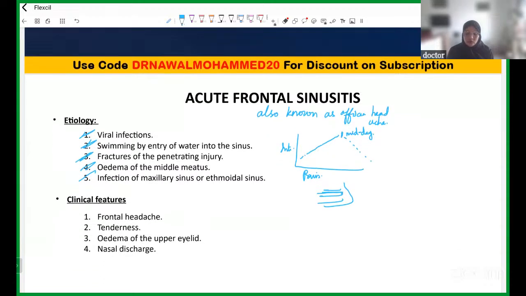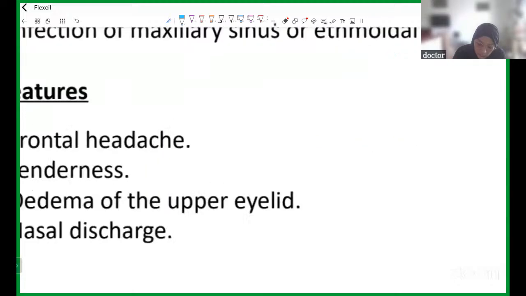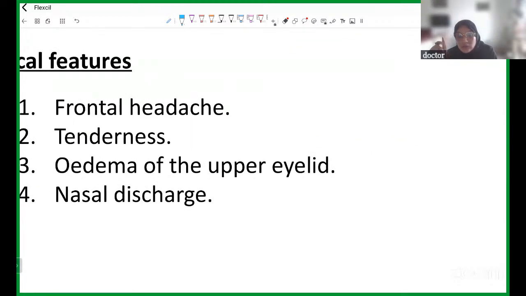So acute frontal sinus will have frontal headache, will have tenderness over the frontal part of the skull, edema of the eyelid, along with photophobia, and they might have nasal discharge. If the ostium is closed, there is no discharge. Nasal discharge if ostium is open.